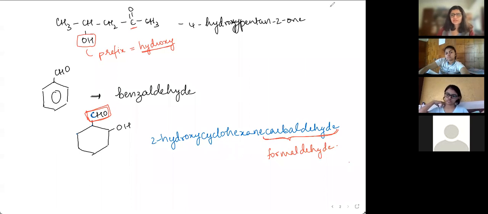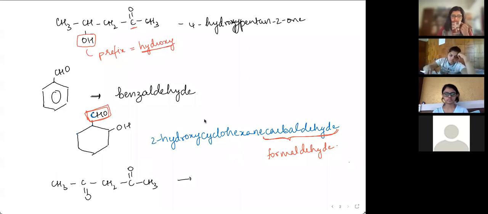Let's do one double ke saath, an example. What if you have CH3, C double bond O, CH2, C double bond O, CH3? तो इसका नाम क्या होगा? Actually, let me modify. Instead of two of these, if there's an aldehyde and a ketone, how will you treat this?